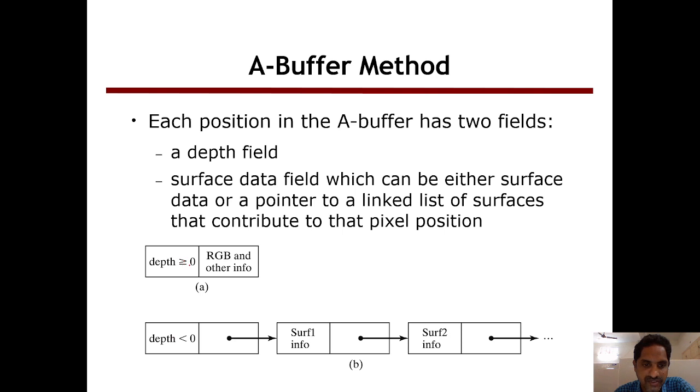See here, depth greater than or equal to 0. The next one is the RGB and other information. And the next one is depth less than 0. Then it will be surface 1 information, then surface 2 information, and so on. Depending on the surfaces, you go to the linked list field. For depth less than 0, it links to the surface 1 information, then to surface 2 information, then to surface 3 information. Likewise, we have to define the depth buffer methods.